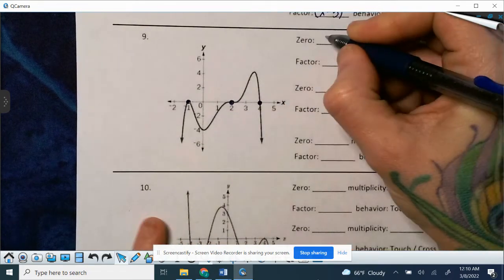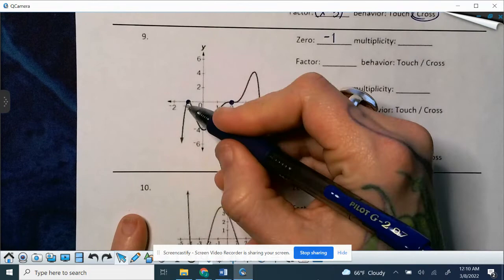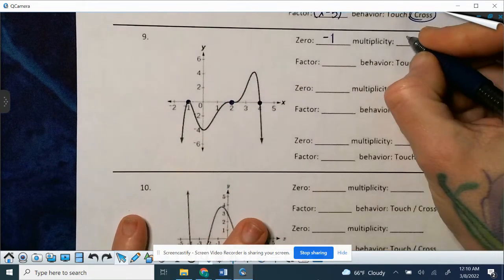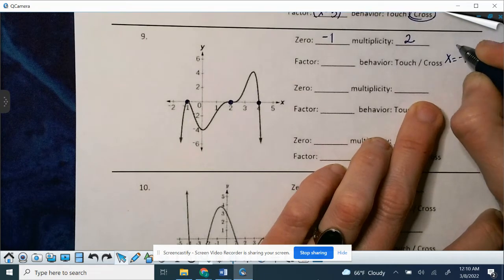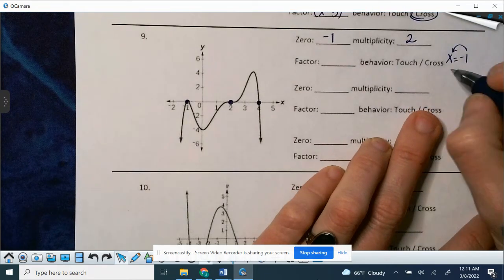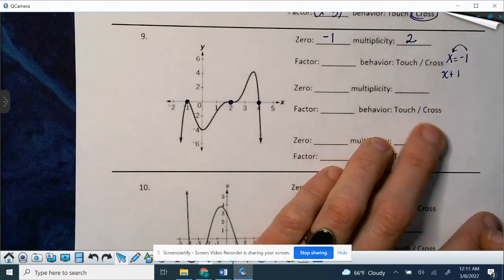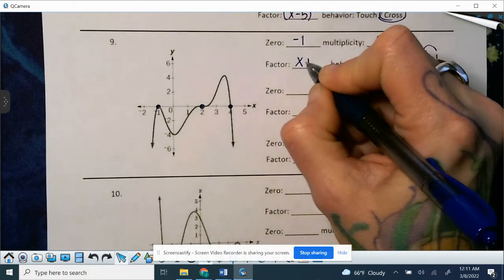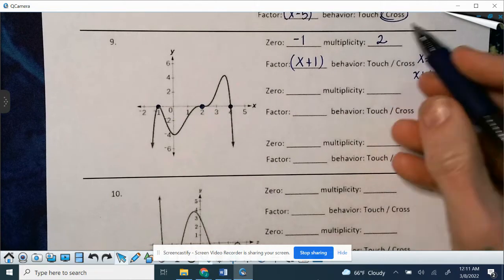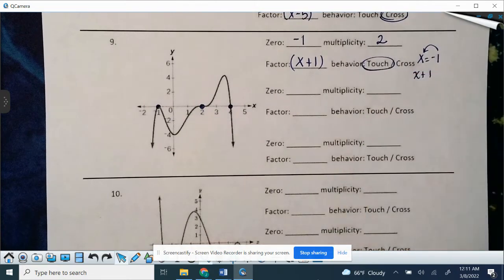So our 0 is -1. Our multiplicity of -1, it bounced straight back down. So we're going to put 2. X equals -1. We're going to move it back over here to the side with the x. So we're going to add 1. So x plus 1 is going to be the factor that gives me the solution of -1. So x plus 1. Multiplicity of 2, so it's a touch and go and bounce back.